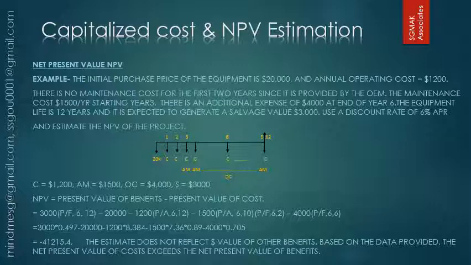So basically, with the data given, all that you find is the net present value of cost exceeds the net present value of benefits. Well, in this case, all the benefits are not provided, but with the data given, that's the net present value for the project.